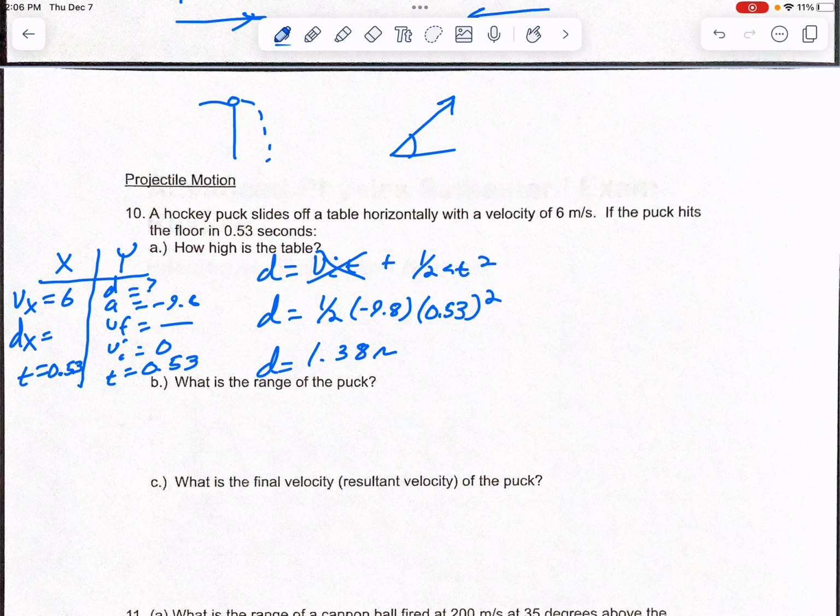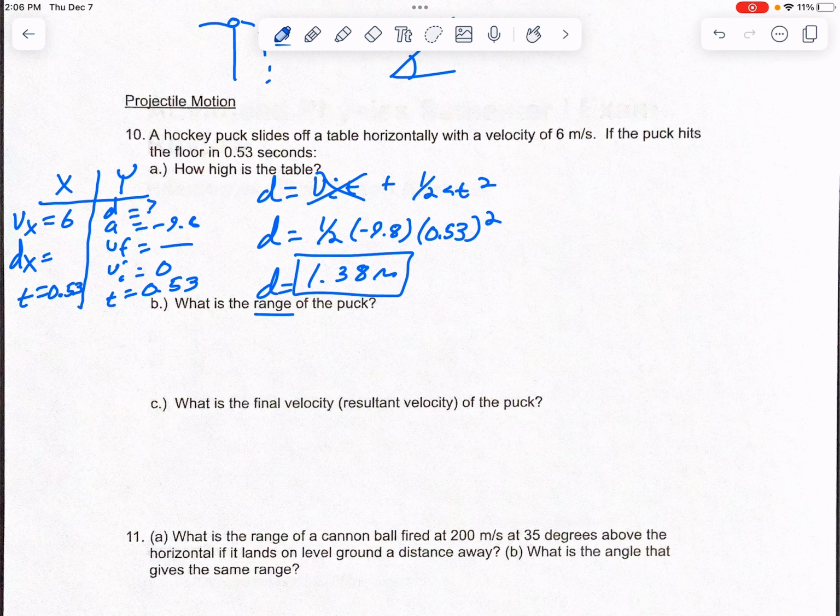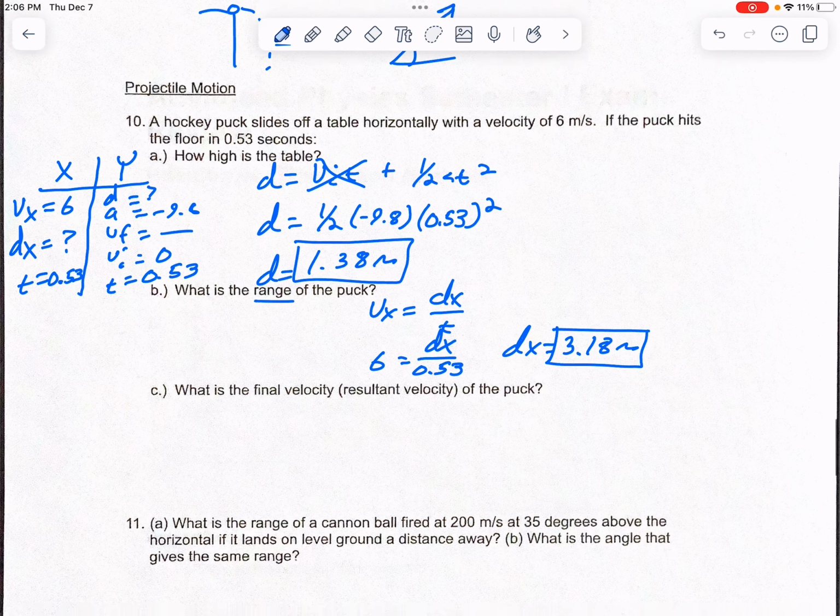Now, what is the range of the puck? Remember, range is your horizontal distance. That's how far it goes horizontally. So that means you're looking for dx now. All you got to do is vx equals dx over t. So 6 equals dx over 0.53. And you get a horizontal distance of 3.18 meters. And that's all you had to do there.